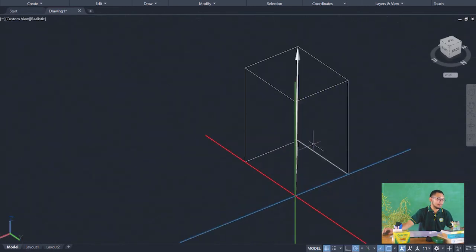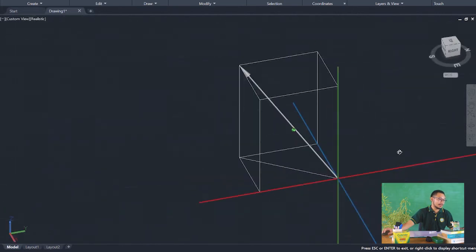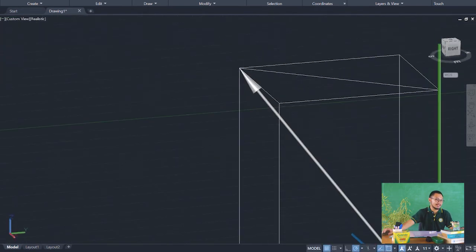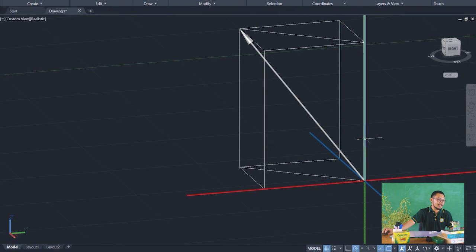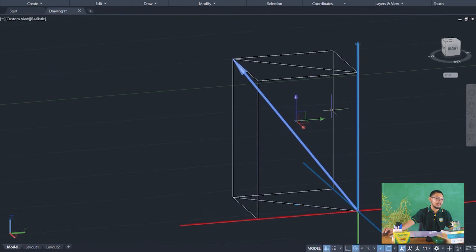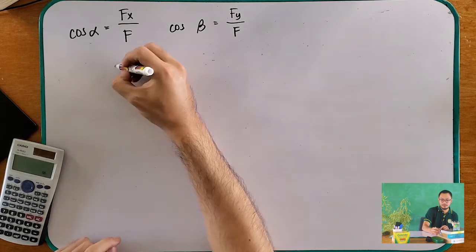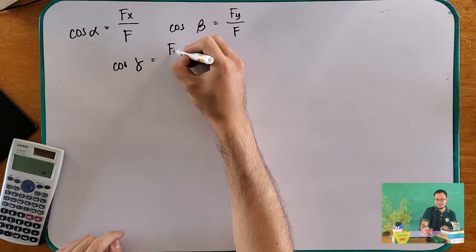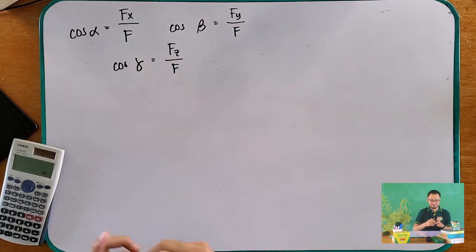For our gamma, where is this gamma? From this component of our z to this tip of the force. So, you have this triangle. And this one is your angle of gamma. Okay? That is your angle of gamma. And let's focus on this triangle. So, therefore, to get your gamma, all you have to do is still adjacent over hypotenuse. So, cosine of gamma is equal to fz over f.